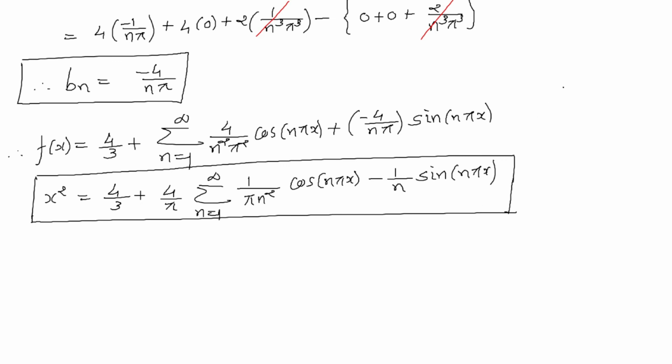a0 is equal to 8 divided by 3, and therefore a0 divided by 2 is 8 divided by 3 by 2, so this is equal to 4 divided by 3. And that's why here we have x square equal to 4 divided by 3.